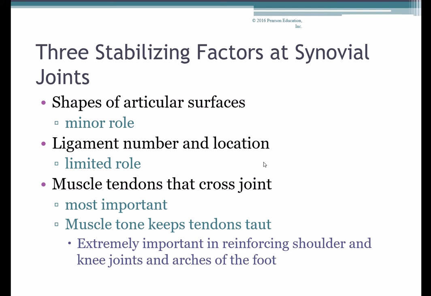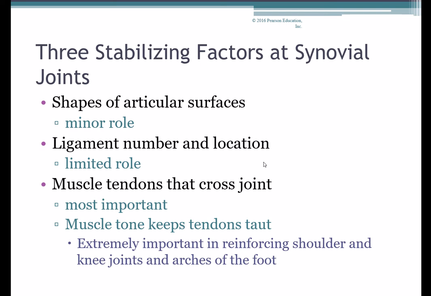So for instance, the coxal joint, the hip joint, has a much deeper socket in the acetabulum than the shoulder has in the glenoid cavity, and so the hip joint is much more stable than the shoulder because of that. There's also the number of ligaments and the location of the ligaments, still playing a fairly limited role, but joints that have lots of ligaments that are really strong tend to be more stable than joints that have only a couple or have really loose ligaments.